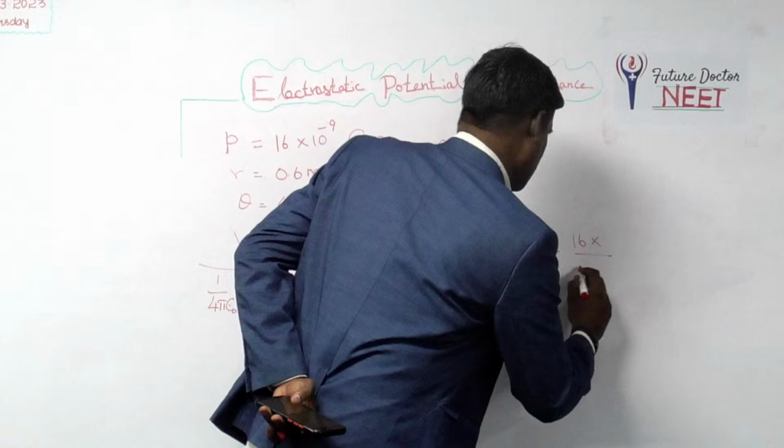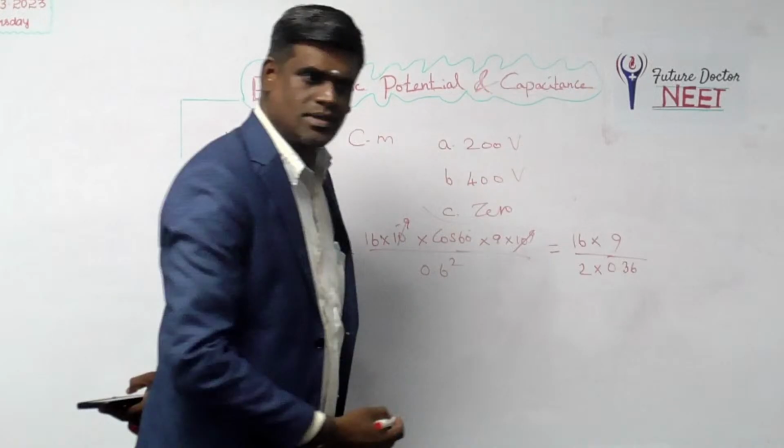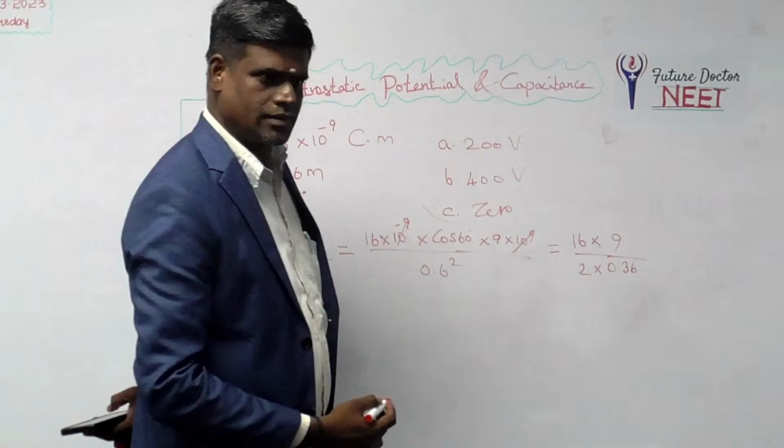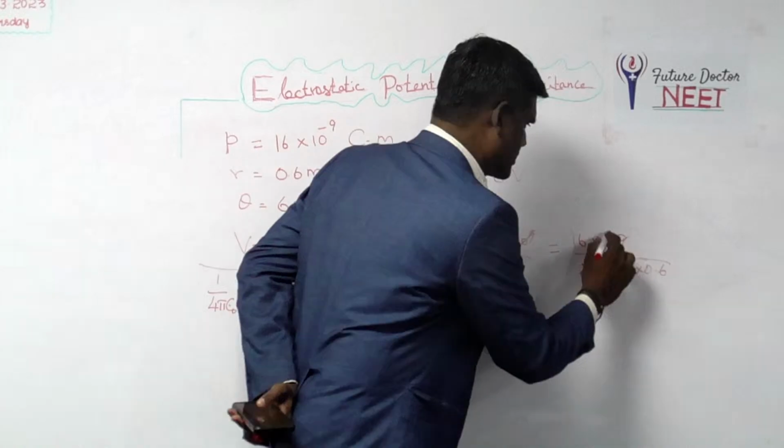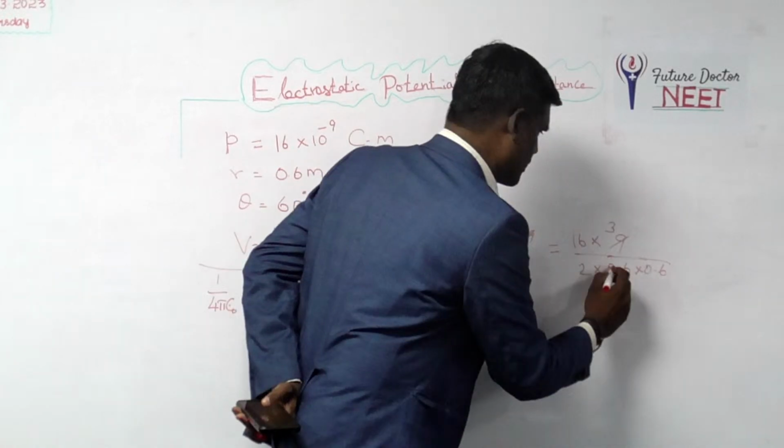0.36 into what's the remaining thing? 9 is there. 9 and 36, is it possible to cancel? How much? 9 4 times. Suppose this 0.36 means 0.4 or 0.04, suppose if you feel that confusion, my advice is to keep it as 0.6 into 0.6. Okay, this you can keep as 0.6 into 0.6 into 9. Now you can easily cancel this 3 9 and 3 6.